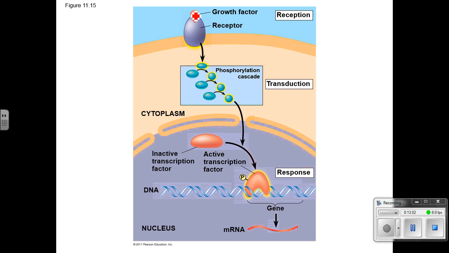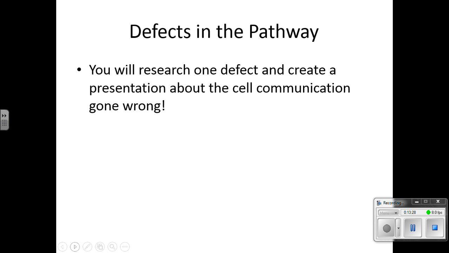So here's the growth factor. It's being received. You've got your transduction. You've got into the nucleus. Now we're doing something in our response here. We're actually transcribing a gene. That's what's happening here. You've got DNA and you're transcribing this gene. That's your response. It's actually creating the mRNA. Once that's done, then we can go back and it can turn that pathway off.